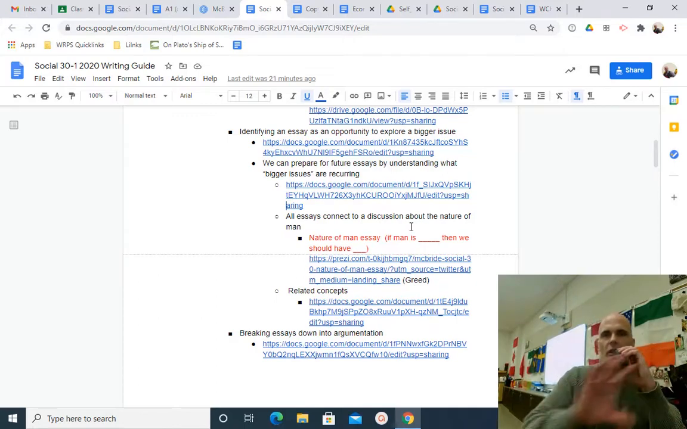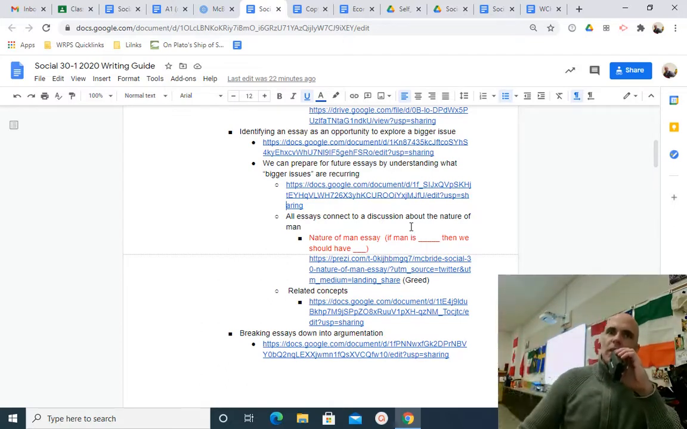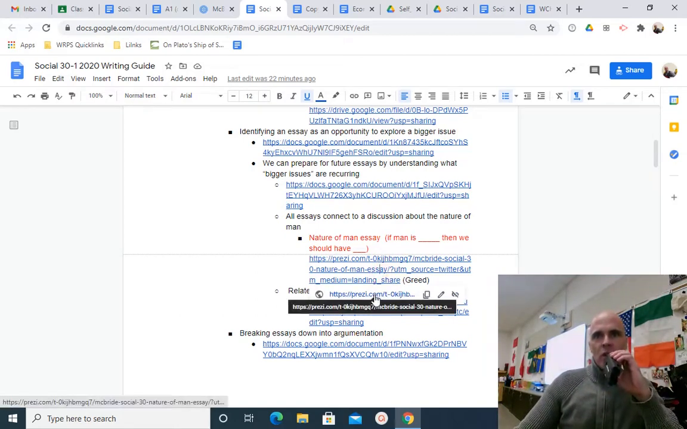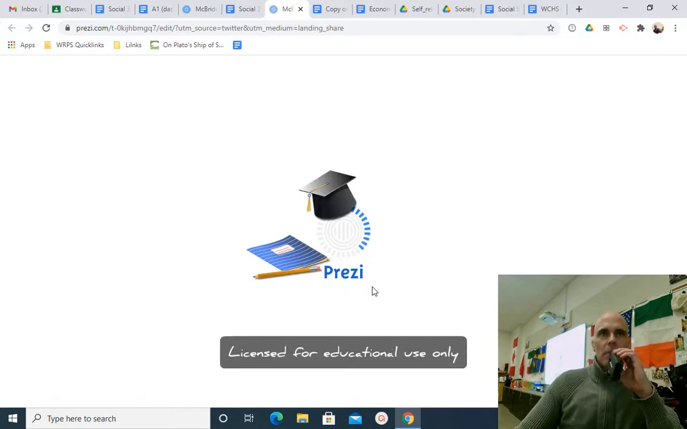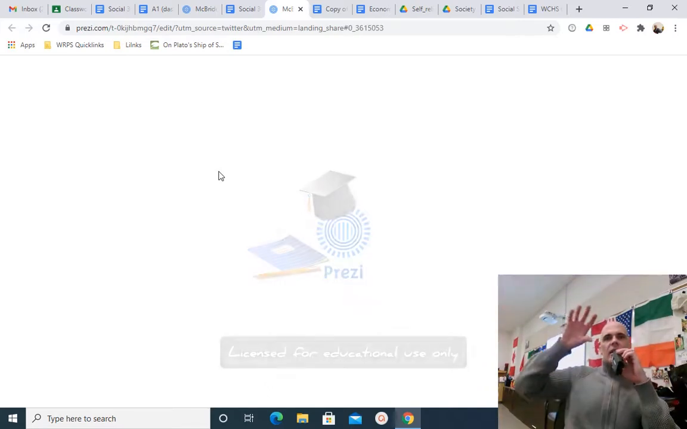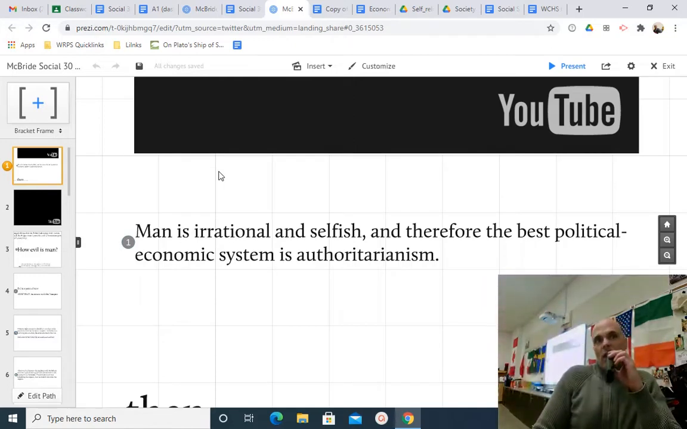If we are characterized by these qualities, then what kind of government and what kind of relationship with the state can we have? And that's what's shown here with this Prezi. And again, if you just go to Google and type in McBride Prezi Greed, you'll get a link to this one. And this Prezi is breaking down that idea. Man is irrational and selfish, therefore the best political economic system is authoritarianism.